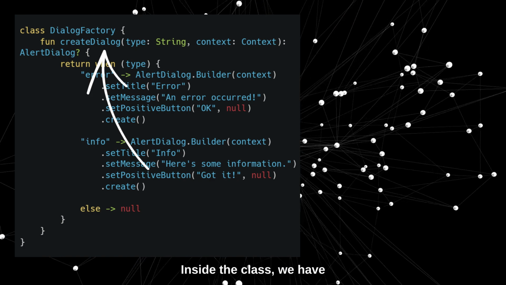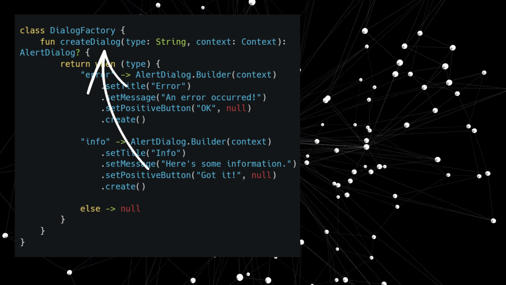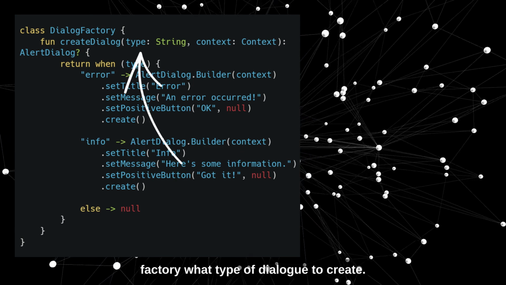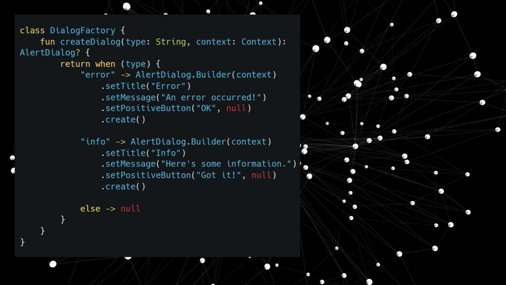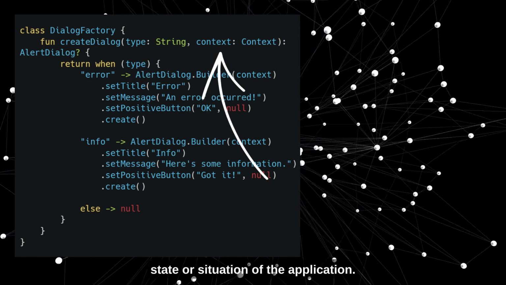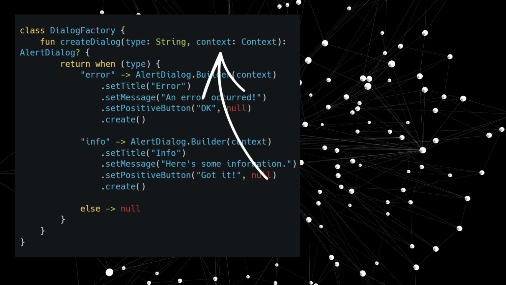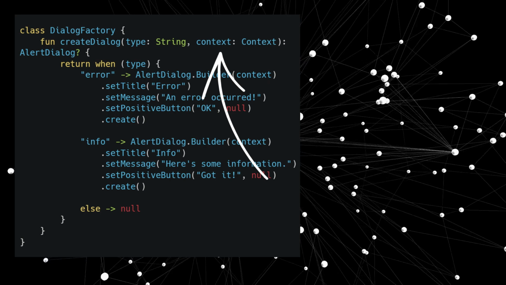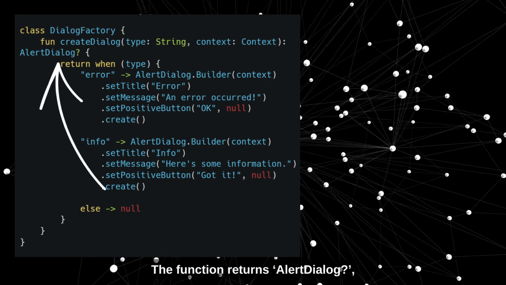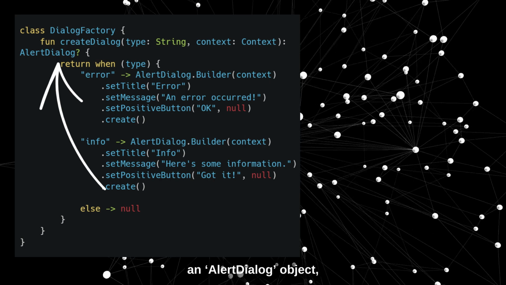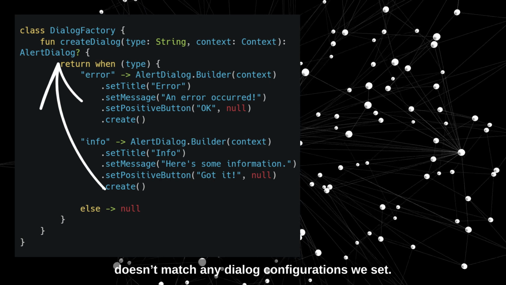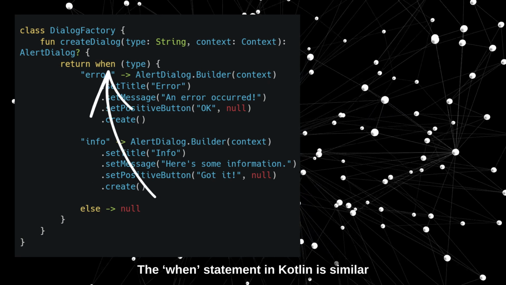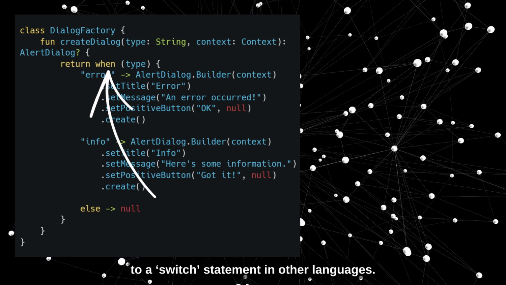Inside the class, we have a function named createDialog. It takes two parameters. Type, a string that will tell the factory what type of dialog to create. Context is like the current state or situation of the application. Dialogs need to know where they will be shown, and context provides that information. The function returns Dialog?, which means it returns a Dialog object, or null if the type doesn't match any dialog configurations we set. The when statement in Kotlin is similar to a switch statement in other languages.